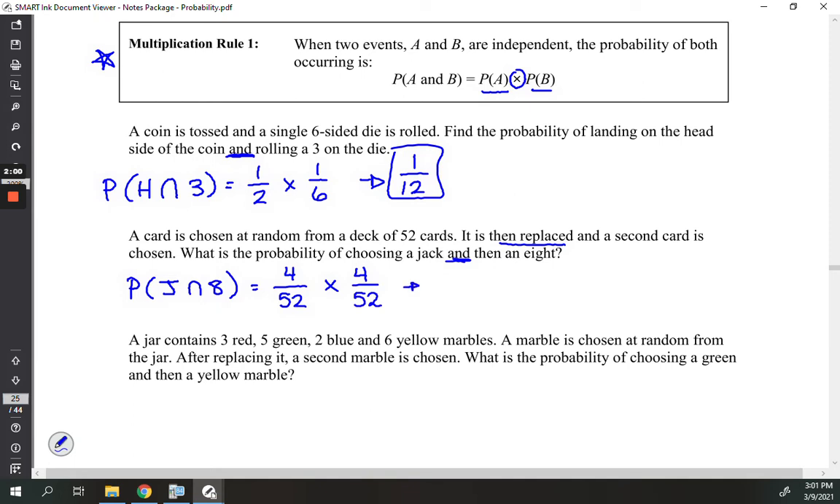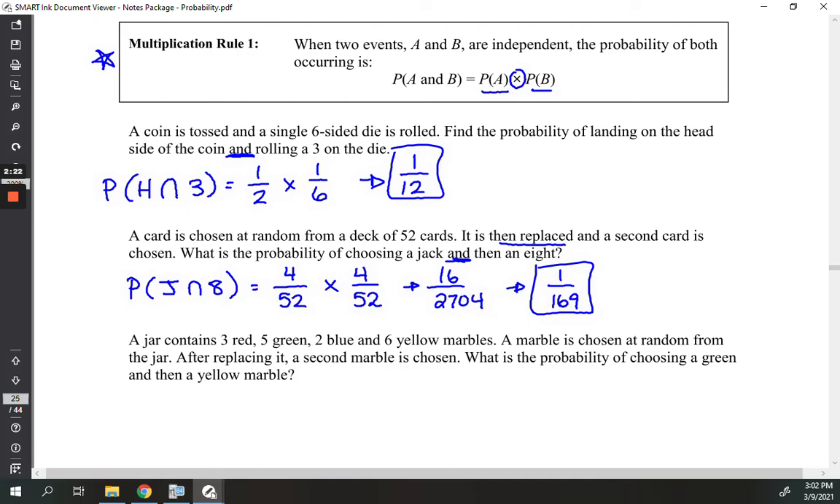And then you just multiply your probabilities together and make sure you reduce your fraction if possible. And you're done, you have your probability. These are considered independent events because they aren't related to one another. One event doesn't affect the outcome of the other one. And you'll see the difference in a minute.